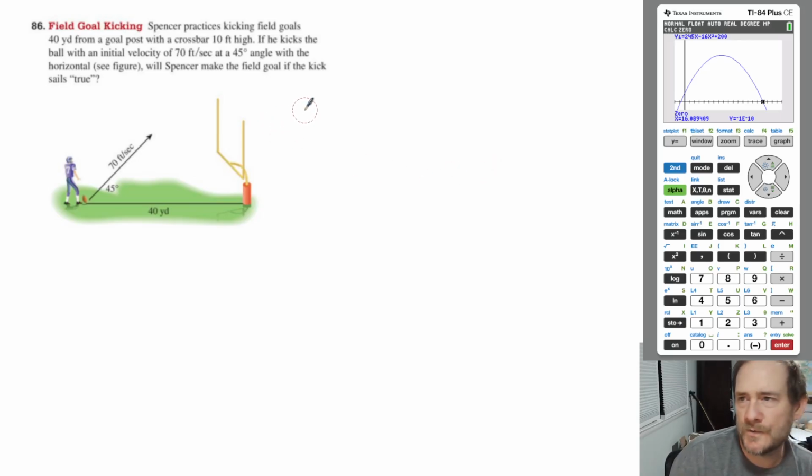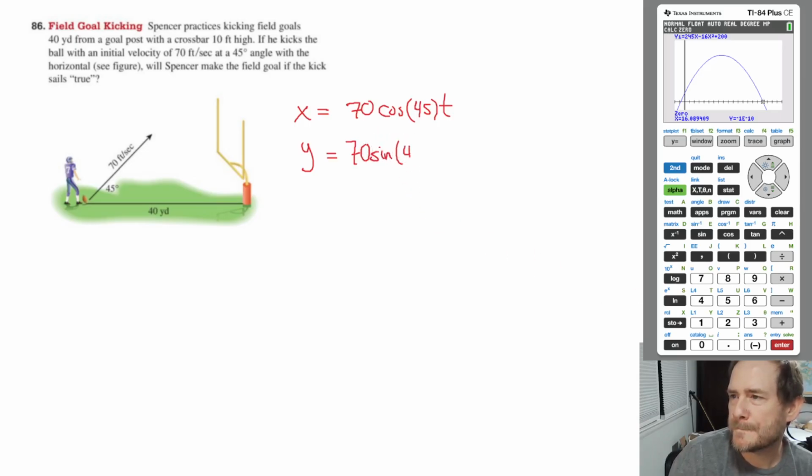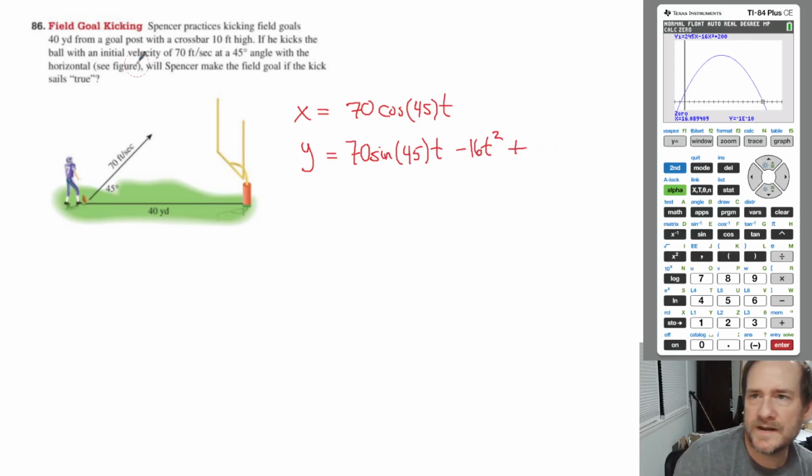Alright, so for sure we want to write our parametric equations, which will be initial velocity, 70, times the cosine of our angle, which is 45, times t. And then our y equation will be the same thing, 70 times sine of 45, times t, minus 16t squared. That's accounting for gravity, plus our initial height. When you kick a field goal, you get to use a tee that holds the ball, but it doesn't really give it any extra height. So I think we're assuming the initial height is 0.